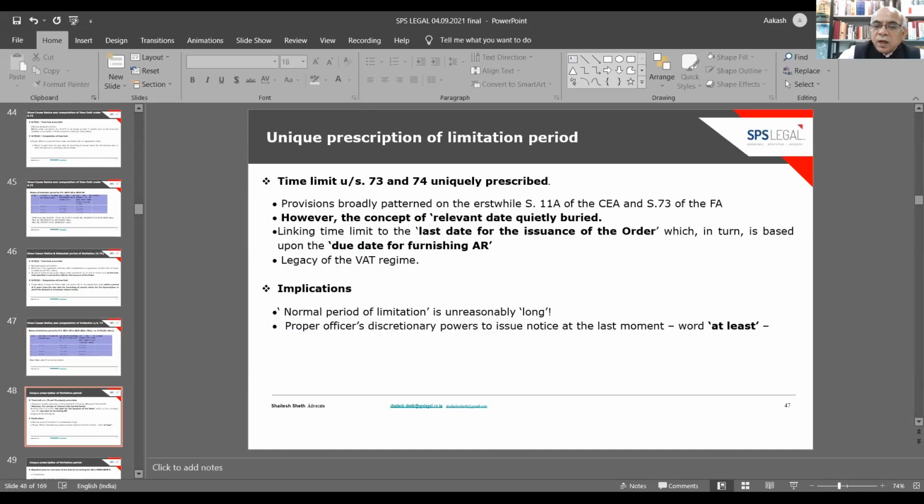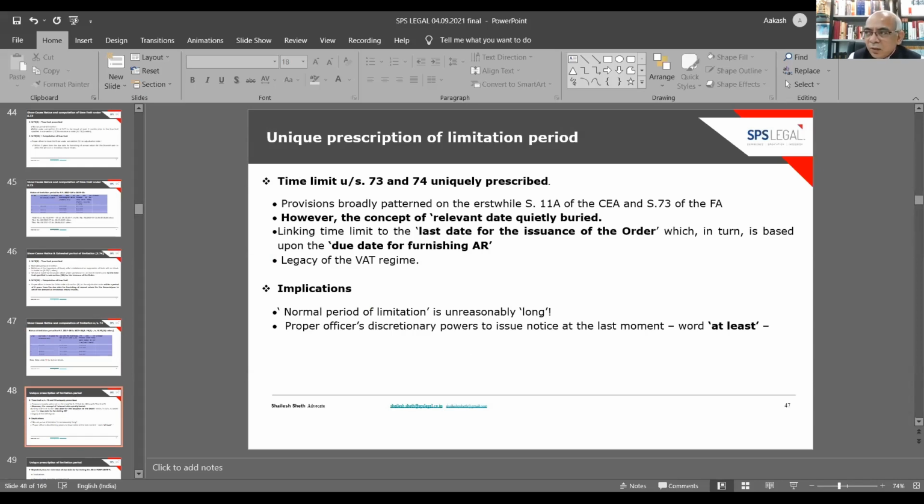Friends, this appears to be a very, very long rope given to the departmental officers. There are 2 reasons for this. This time limit of 3 years and 5 years more or less has been continuing from excise and service tax. Initially in excise, it was 6 months, it became 1 year, and then it became 2 years. In service tax, it started with 1 year, then it became 2 years, and then 30 months.